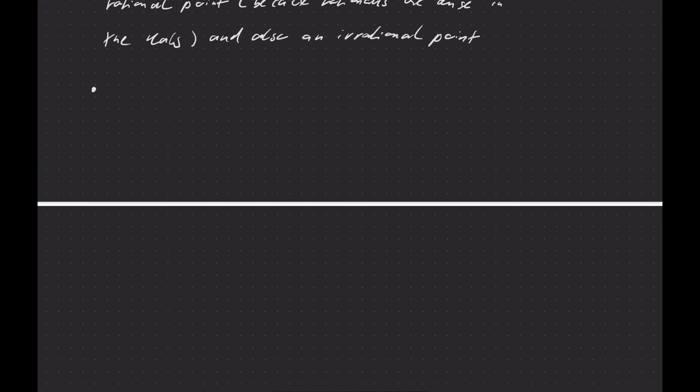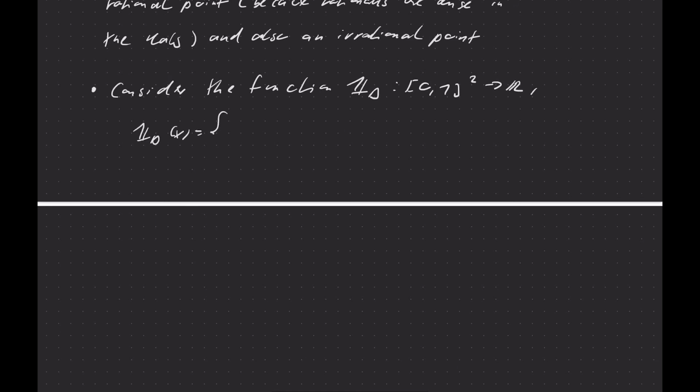So let's sum that up again. What we want to do is integrate the function 1 over D. For every box, we'll have a look at the function 1_D, which is defined as being 1 on the points in D and 0 on the points not in D. So consider a function 1_D defined on our box [0,1] squared, where 1_D of x is 1 for x in D and 0 for x not in D.